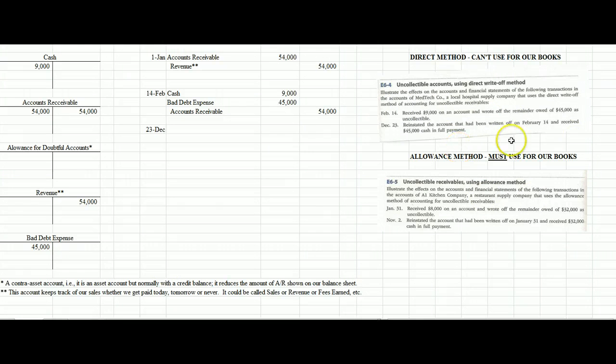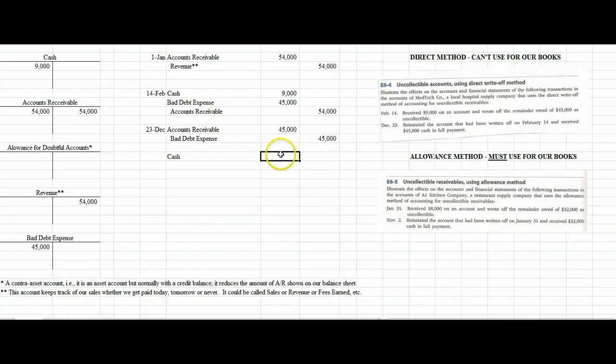Then on December 23rd, we get a check for $45,000 to pay us off. Well, the first thing we've got to do, the account receivable balance is zero. So we've got to put that account receivable back on our books. Accounts receivable is an asset. Assets increase with debits. So what we're going to do is debit accounts receivable for $45,000. And we have to undo that bad debt expense because it turns out it wasn't bad debt expense. He's going to pay us. So now we have that account receivable back on our books and we can receive the cash for that.